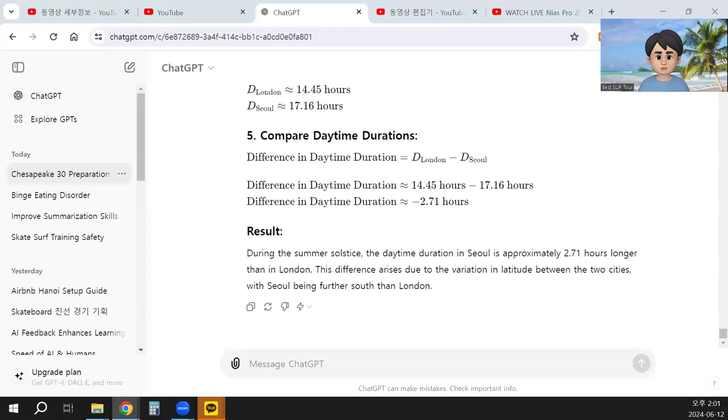The daytime in London is longer than the daytime of Seoul. Is it correct?